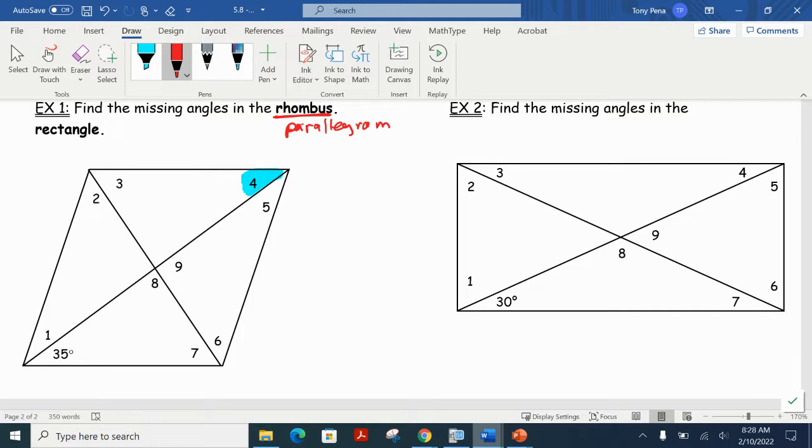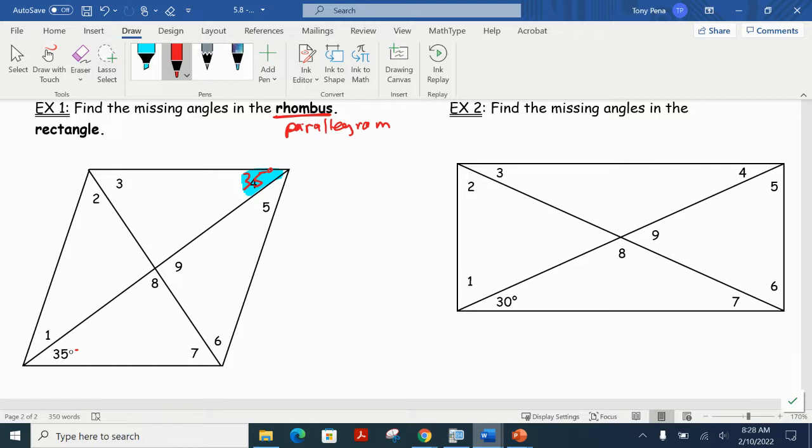All right, what does angle 4 have to be? 35. This is nothing more than a parallelogram, so what we've been doing for a little while now. These two lines here are parallel to each other. This is the transversal cutting through right here. 4 and 35 are alternate interior angles. Those have to be congruent. All right. So from there, we know this is a 35-degree angle.